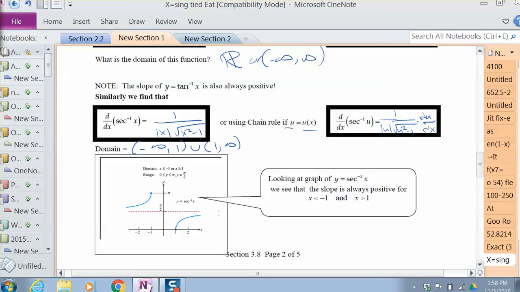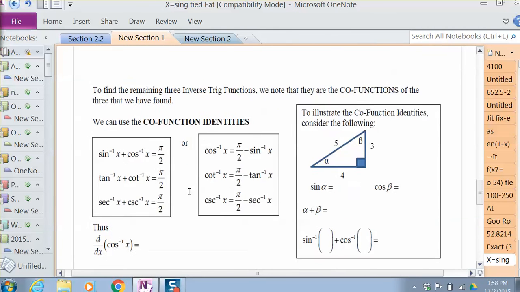And the graph of inverse secant x is right there, which you may have done in pre-calculus, hopefully. If not, that's how it looks. And we see that the slope is always positive. So we kind of maintain that. And then lastly, for the last 3 inverse trig functions, they're right here.